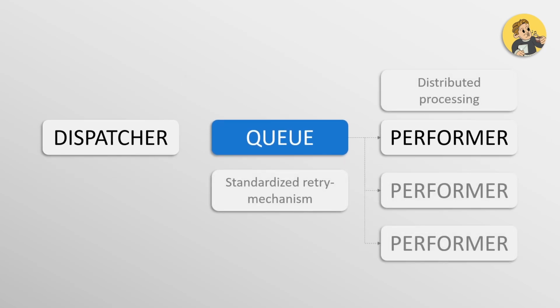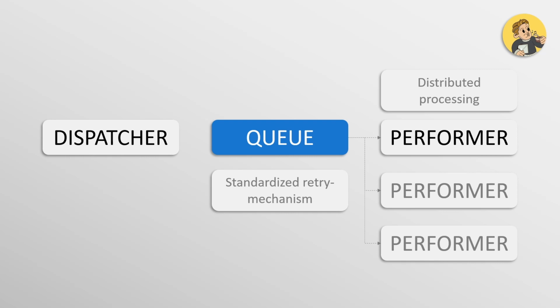This process structure also has several advantages. The first advantage is that we have a standardized retry mechanism, meaning that if our process fails after having processed maybe half of the items, then we can easily start the performer process again, and we are going to start with the open items. We don't have to start with the first item again, and we also don't have to run our dispatcher again.